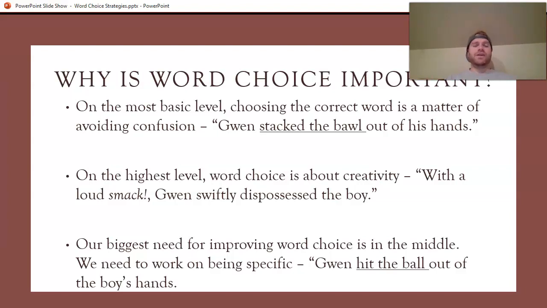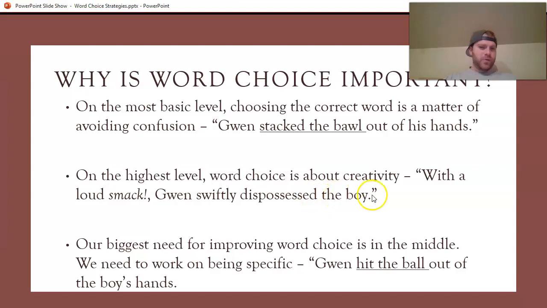So on one hand, we just have to be able to choose the right word for sentences to be clear. On the absolute highest level, we're talking pro writers here, word choice is about creativity, about entertaining your audience. "With a loud smack," notice that smack is italicized there as a sound effect, "Gwen swiftly dispossessed the boy." Swiftly is a great adverb. Dispossessed is a fantastic verb as well. That's a sentence that we might see in something like a novel or a short story, right? It's one that's creatively written. There's some different words in there that really engage the reader.